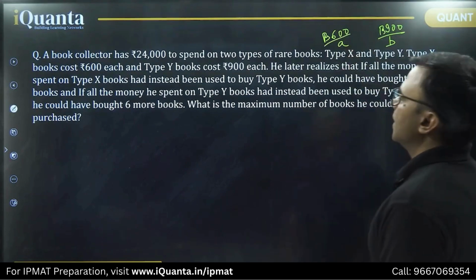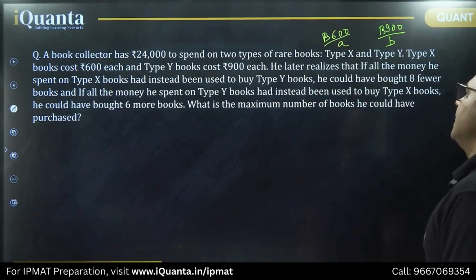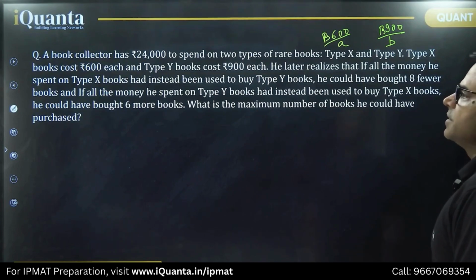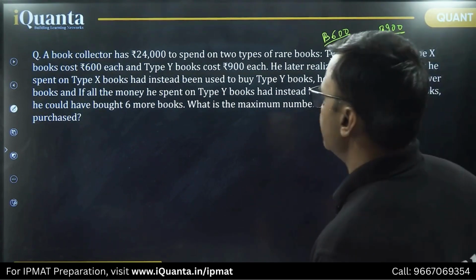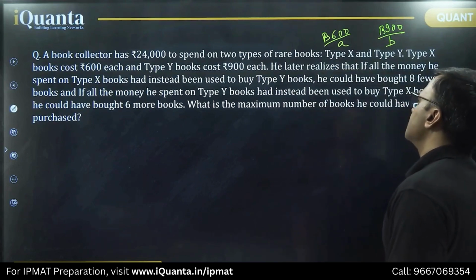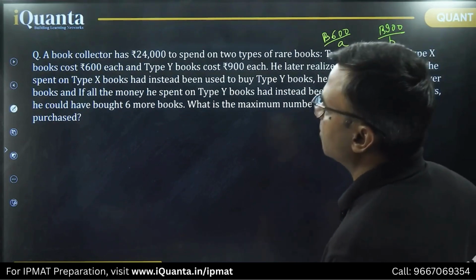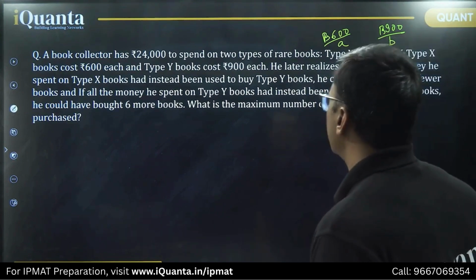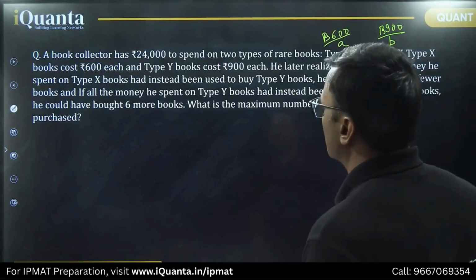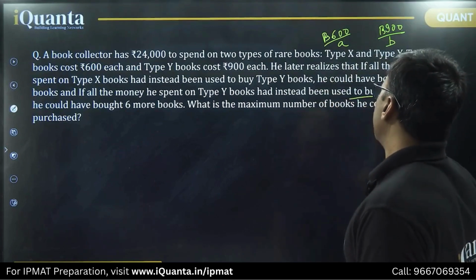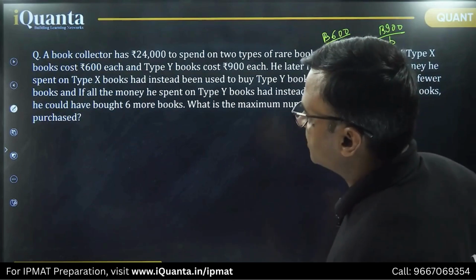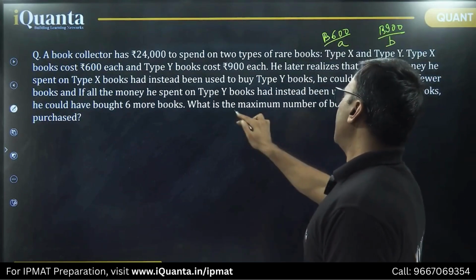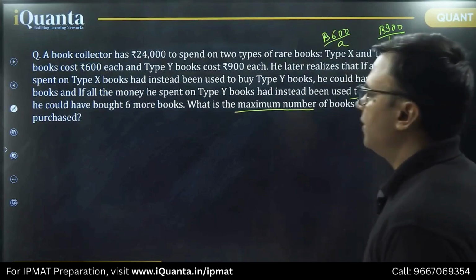Now, he later realizes that if all the money he spent on type X books had instead been used to buy type Y books, he could have bought 8 fewer books. And if all the money he spent on type Y books had instead been used to buy type X books, then he could have bought 6 more books. What is the maximum number of books he could have purchased?